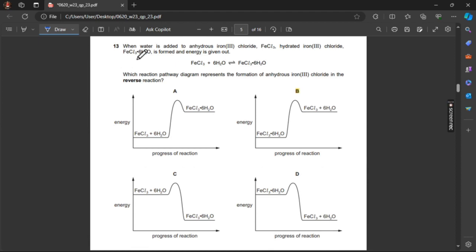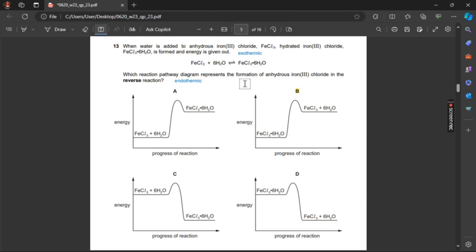And the next question: when water is added to anhydrous iron 3 chloride, hydrated iron 3 chloride is formed and energy is given out, so it's exothermic. Which reaction pathway diagram represents the formation of anhydrous iron 3 chloride in the reverse reaction? The reverse reaction is endothermic.